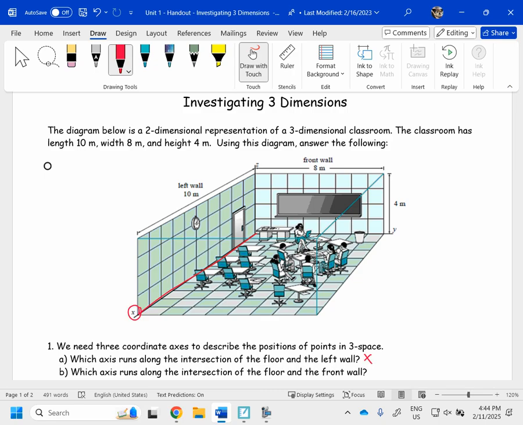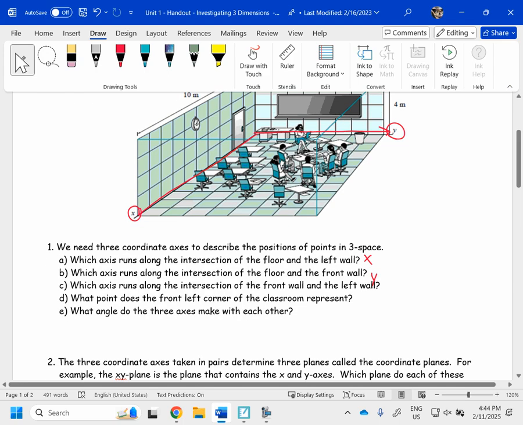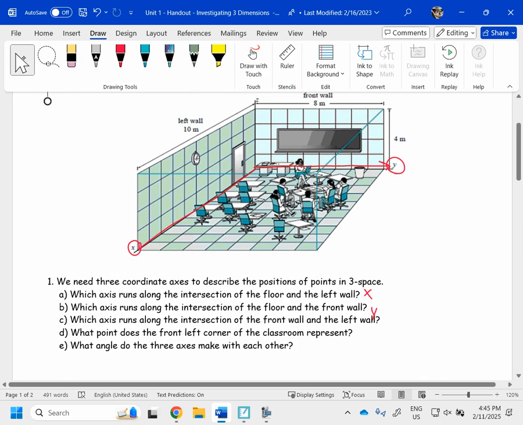There's an axis that runs along the intersection of the floor and the front wall. We're going to call that the y-axis. Which axis runs along the front wall and the left wall? That vertical one, we call the z-axis.